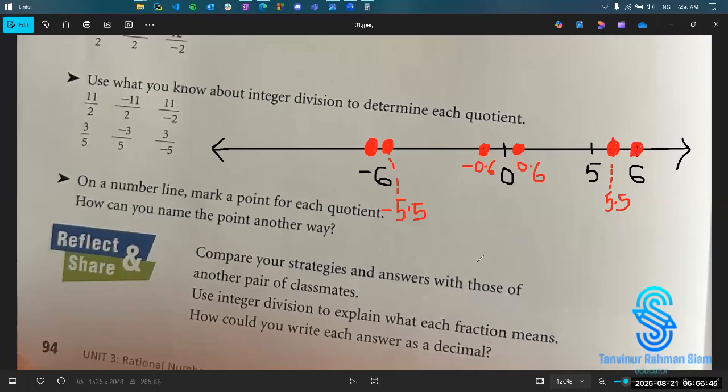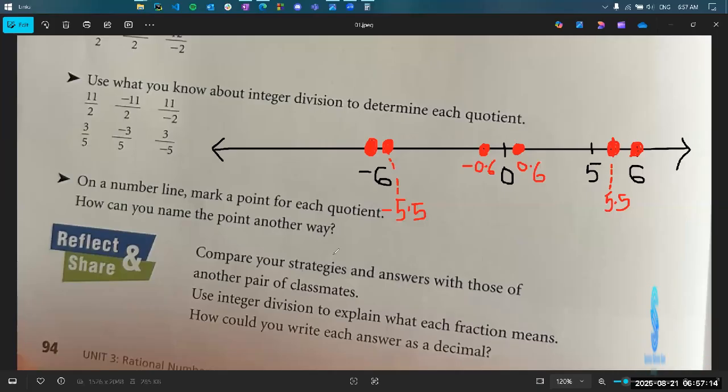So these are the numbers we have got from the previous example which they have asked us to solve. And after that, they have asked us to draw a number line to make a point for each of these quotients, for each of the results which we have already got. So then we have drawn the number line and marked it down in this fashion. Okay. So this way the number line will be drawn.